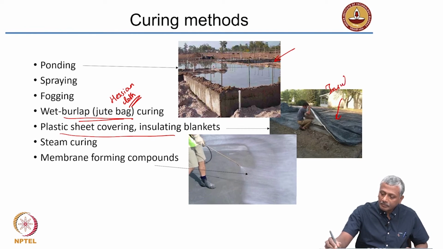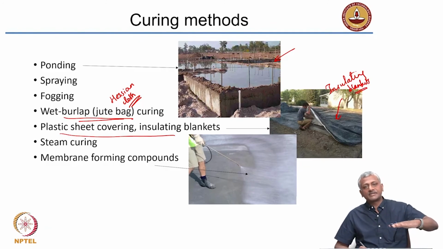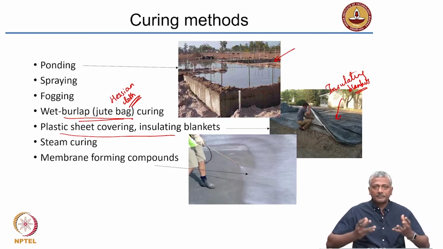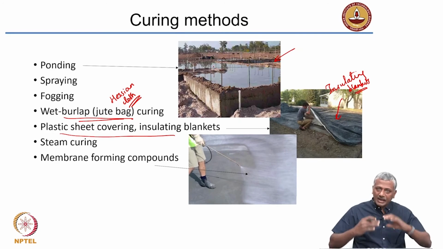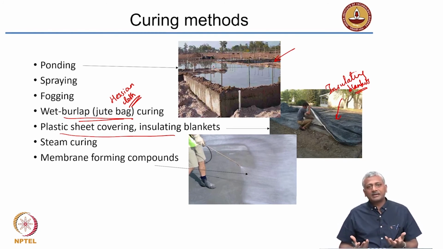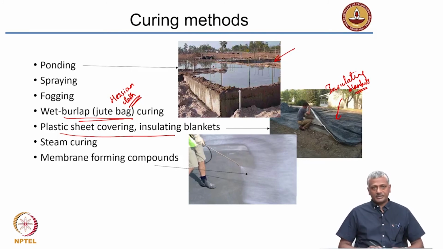For example, plastic sheet covering that reduces evaporation, or insulating blankets like this. Now, why do you need insulating blankets? Insulating blankets not only cover the surface and prevent water evaporation, they also ensure that the heat generated because of the hydration is kept inside. And why is that important? Because when the heat is maintained inside, it will lead to a faster hydration of the concrete. It will speed up the reaction rate, which will cause the attainment of strength much faster. So insulating blankets are used very often in cold weather concreting.